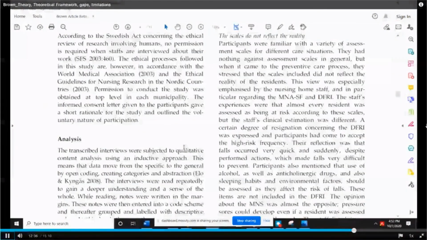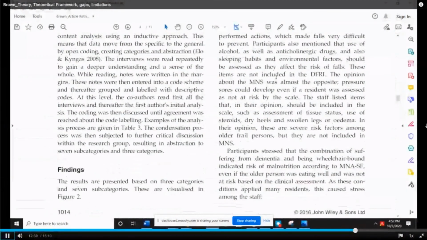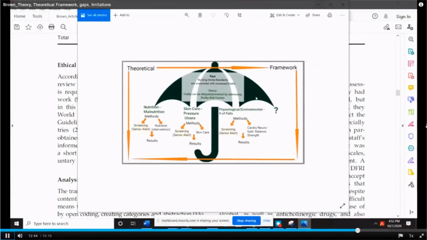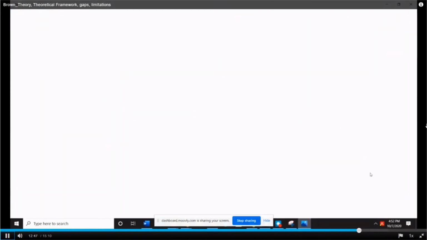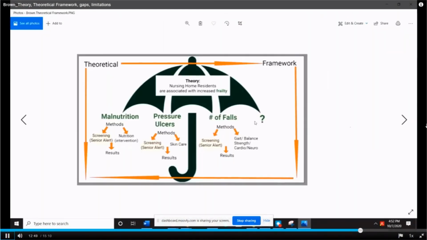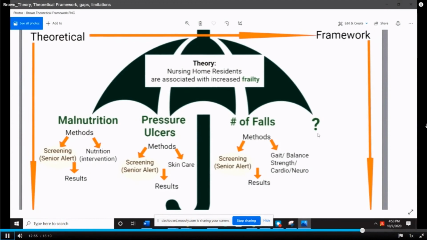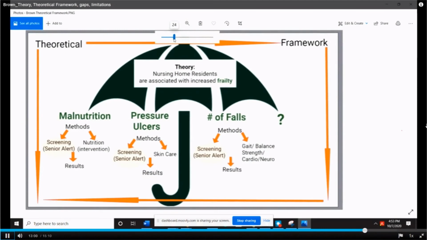If you want more of a conceptual picture of this, I have diagrammed it out for you like this, and I can send this to you as well. Let me see if I can make that bigger. Okay, the struggle is real. So just imagine this conceptually. Here you have your theoretical framework, and it encompasses your theory, your concepts or constructs, the methods that you're going to use, the interventions, and then the results.